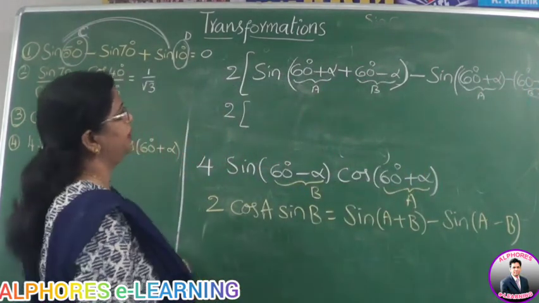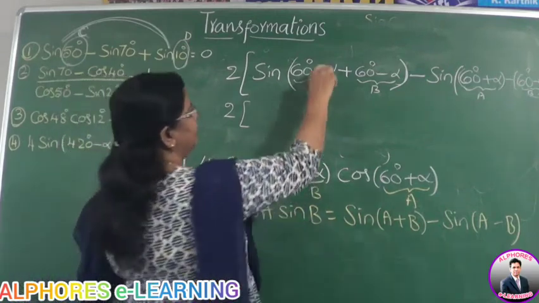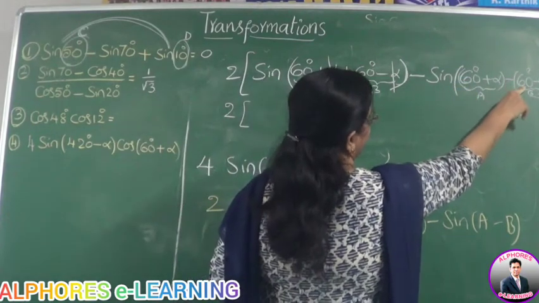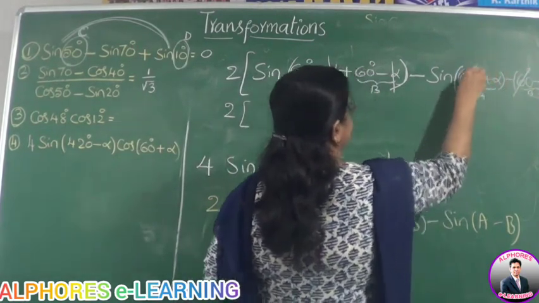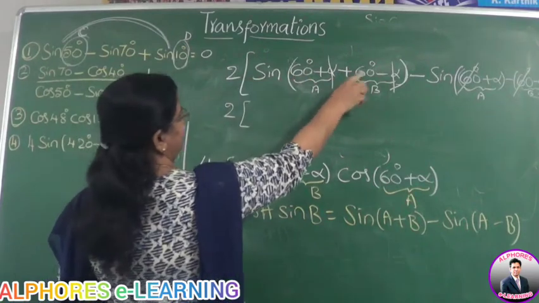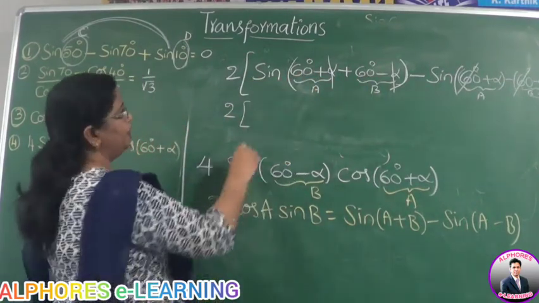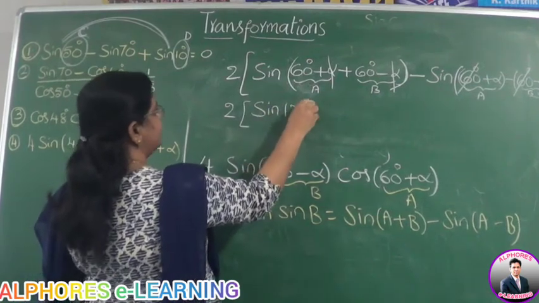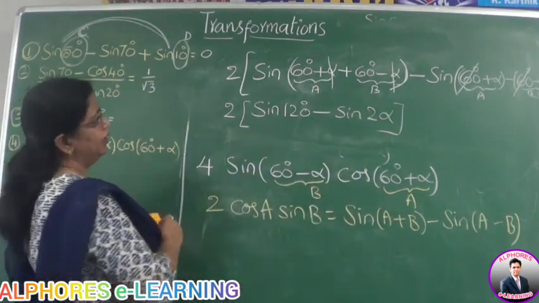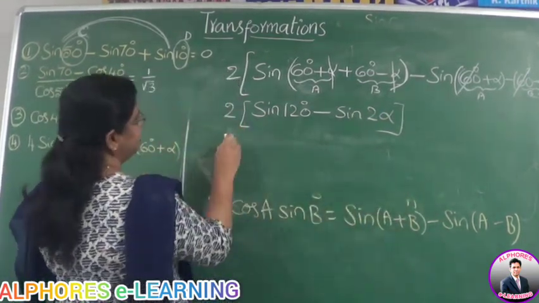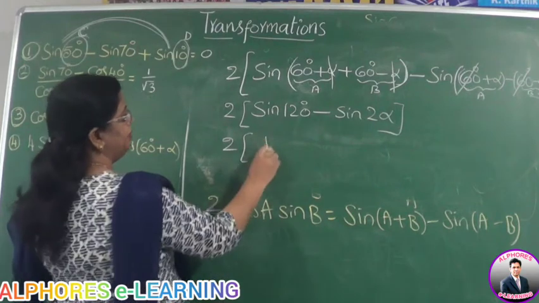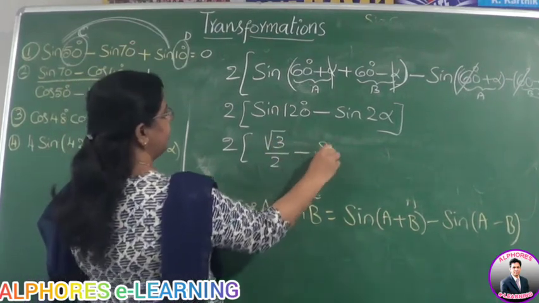So now students, which value can be cancelled? Alpha and alpha can be cancelled. Whereas here 60 multiplied by the minus symbol gives minus 60. So plus 60 minus 60 cancel. Now let's write the leftover terms. What are the leftover terms? 60 plus 60, it's nothing but 120. So sine 120 degrees and minus sine 2 alpha. Okay. And after this, what is the value you got here? It is 2 times sine 120, meaning 180 minus 60. Therefore it will be root 3 by 2 minus sine 2 alpha.